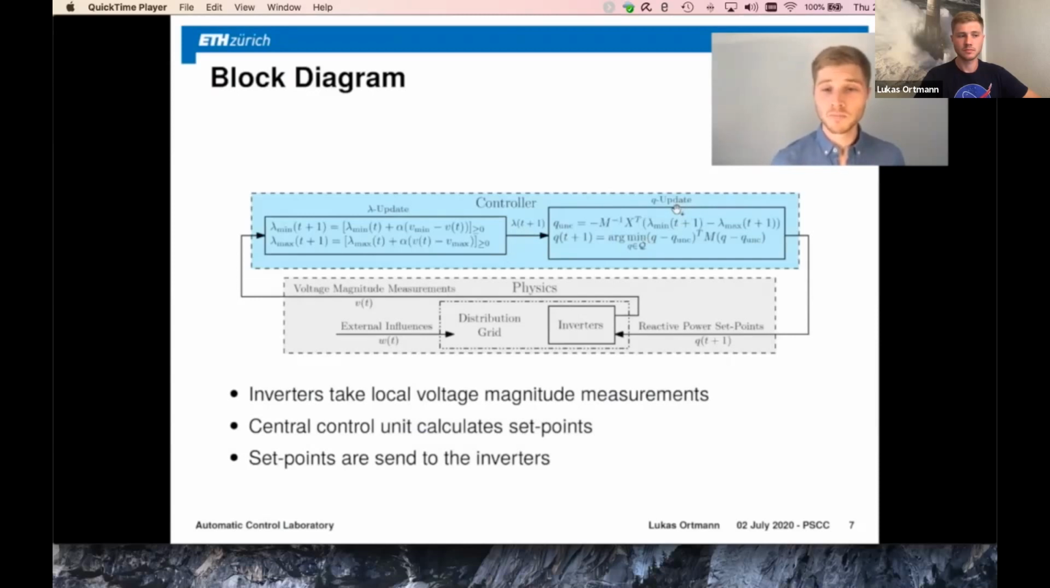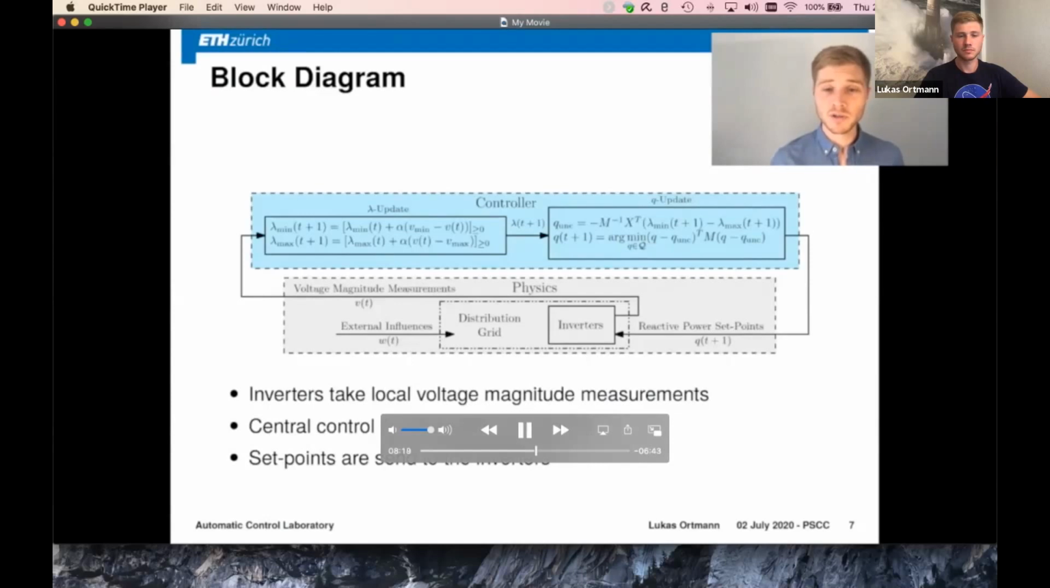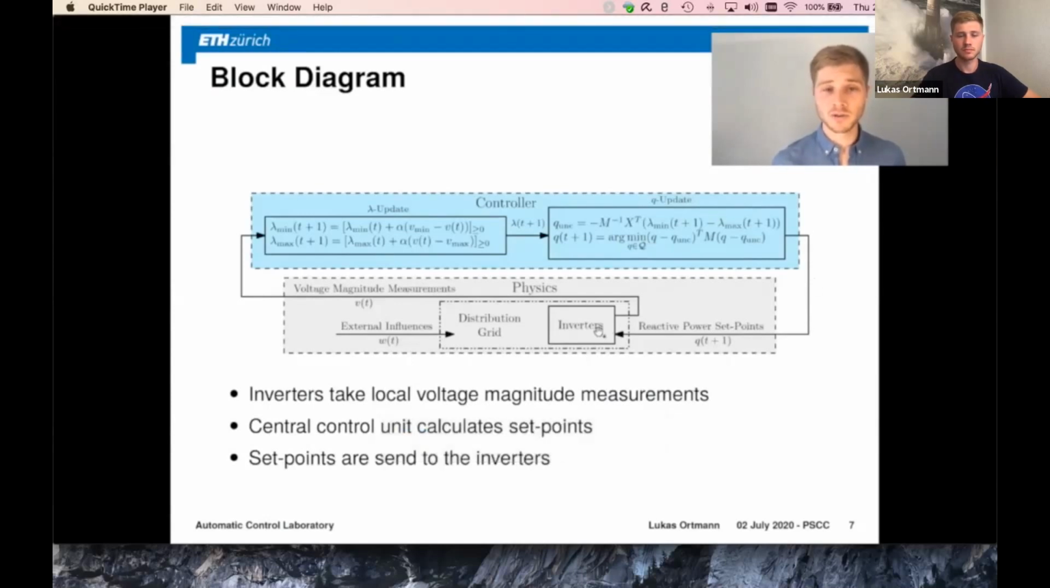Then the controller is going to send these newly calculated reactive power set points to the inverters, and the inverters are going to actuate the grid. Then shortly after, they're going to take a new voltage magnitude measurement, and then they're going to do that over and over again as every normal feedback controller. But in our case, this makes the system converge to the optimal solution of this optimization problem that we defined up front.